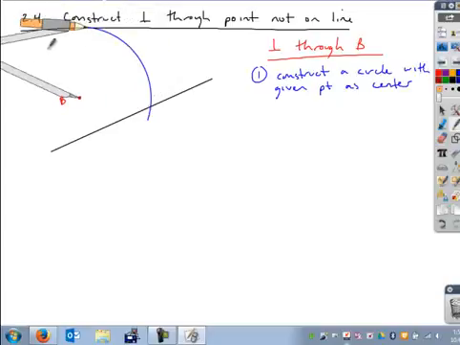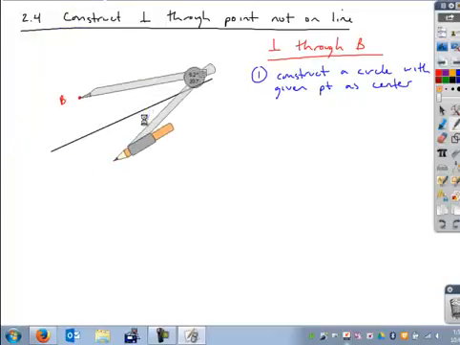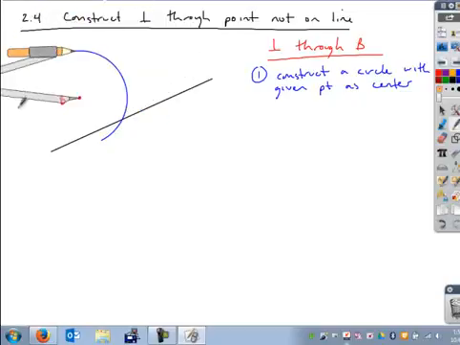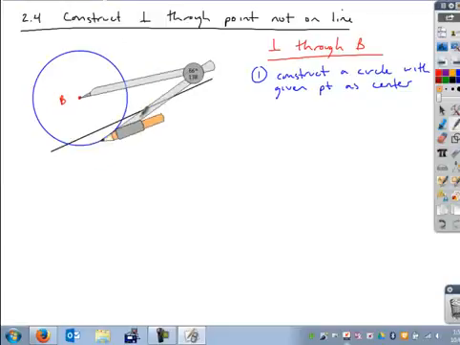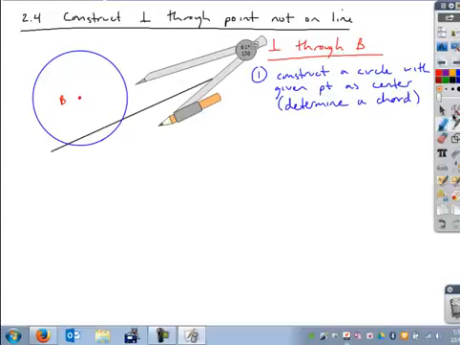Okay, so I place my compass tip on B. I'm going to construct a circle. You do want to make sure that the circle passes through your given line in two places, because what you're looking to do right here is determine a chord. So this is more generic. Now it's not necessarily a diameter, now it's a chord. If I highlight the chord that I've designated right here, that is the chord that I created from this circle.